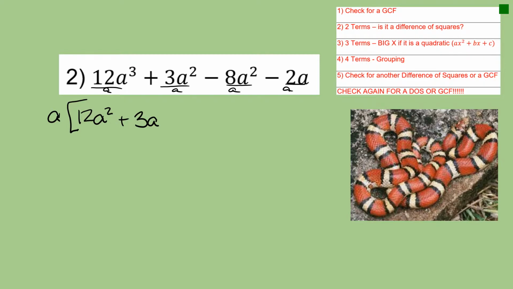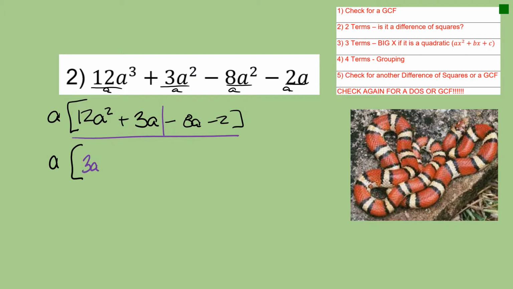Wait a minute. What am I doing? Why am I doing this? I'm very confused. Minus 8A minus 2. Now, I think I'm just confused because these two terms could be combined together, but if I do that, then I'm going to do the big X and get back to grouping. So let's just go ahead, keep the A, keep the bracket, and let's do some grouping.